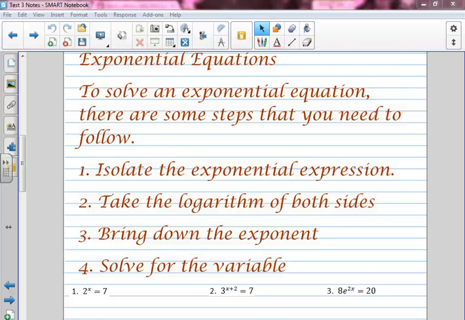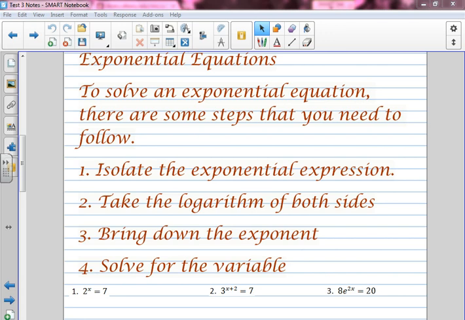Okay, today I'm going to be talking about exponential equations. To solve an exponential equation, there's some steps that you need to follow. One is to isolate the exponential expression. Two is to take the logarithm of both sides. Three is to bring down the exponent. And four is to solve for the variable.